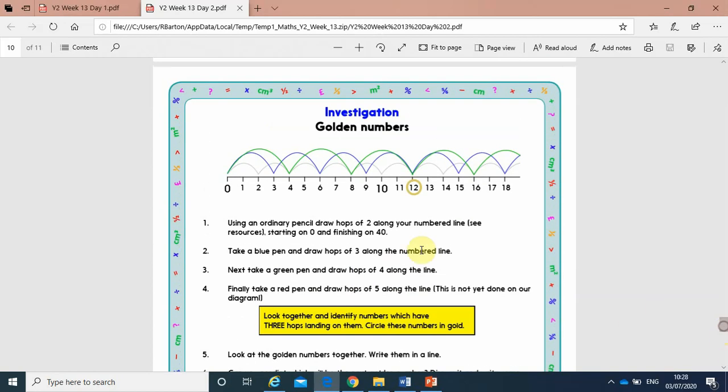Now, take your time doing this from number 0 to 40. There's no rush. By doing it nice and neat will make this task much, much easier. And by following the colours will make it much, much easier.